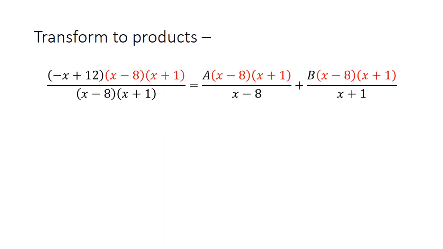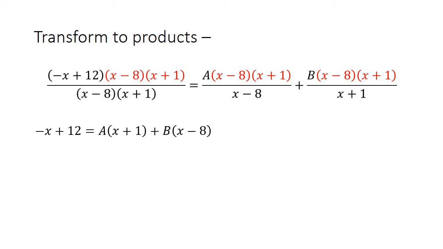The next step is to transform the quotients in the equation on the previous page into products, and we achieve that by multiplying each term in the equation on the left-hand side and the right-hand side by the denominator of the left-hand side. You can see here straight away that these are going to cancel. So on the left-hand side, we're just left with the original numerator, minus x plus 26.